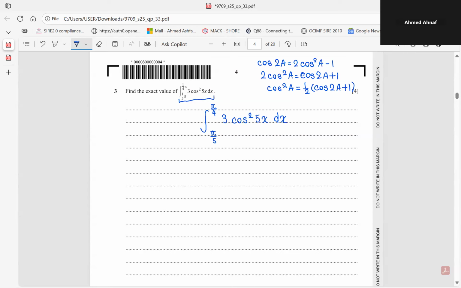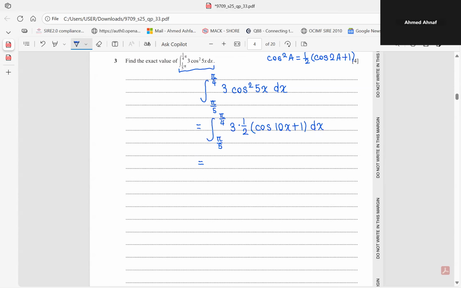And now just substitute A equals 5x, you'll get, this would be the final one, 3 times half times cosine 2 times 5x, so that's 10x plus 1 dx. And now you can move this constant term out of the integral sign. So 3 over 2 would be here. Now you're just going to have to integrate cosine 10x plus 1 dx.